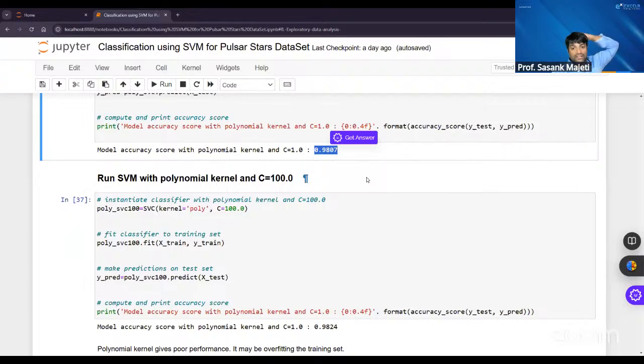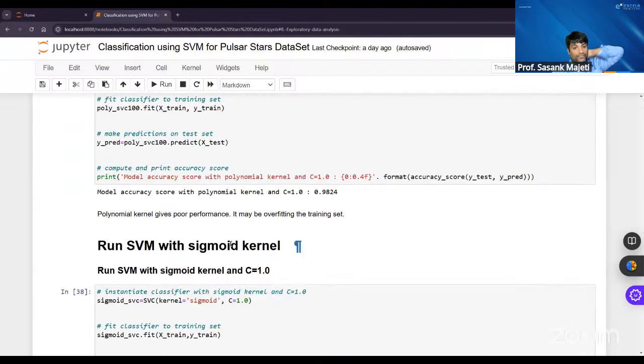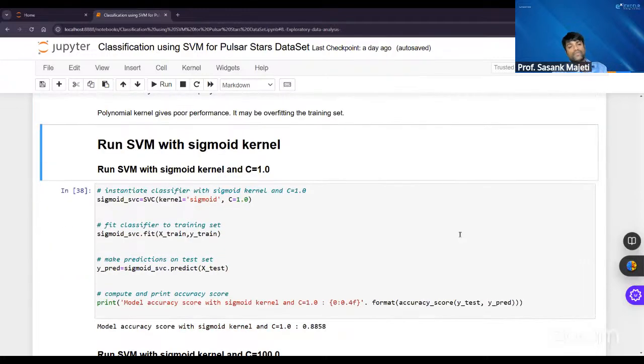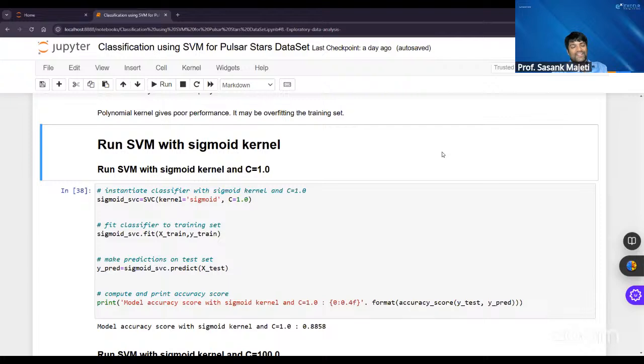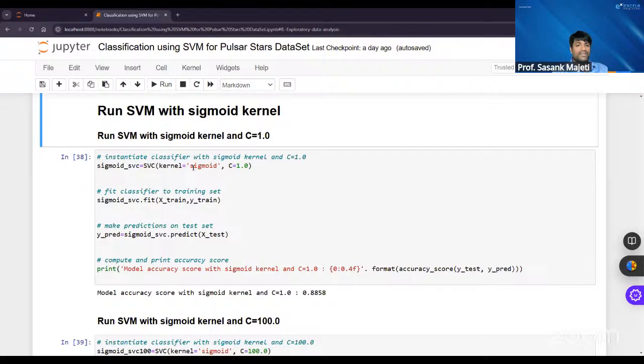A little accuracy improvement has happened again: 98.07 and 98.24. Comparatively, it is giving a little lesser result. I should not have called this poor performance. It's not poor, but it is giving very slightly less performance compared to the linear one. Next, let us go with the sigmoid function with C 1.0.